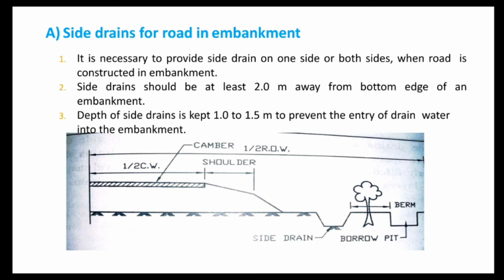As you can see from the figure, we have a road in the embankment and the provision of the side drain at a distance of 2 meters and at a depth of 1 to 1.5 meters from the road pavement.